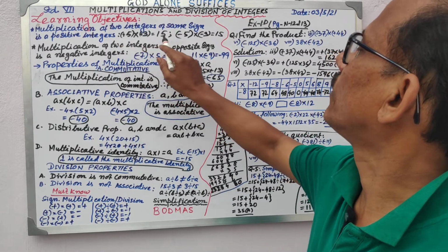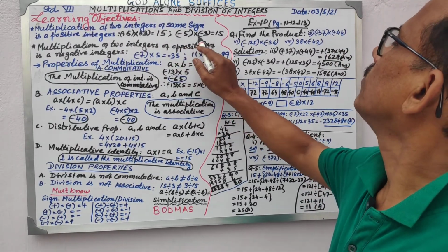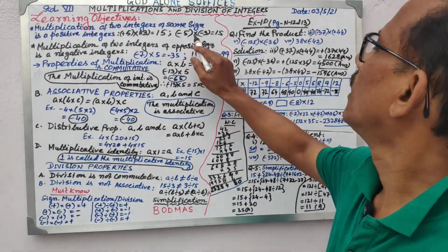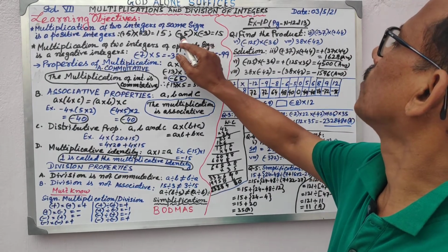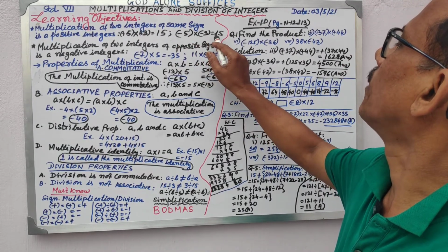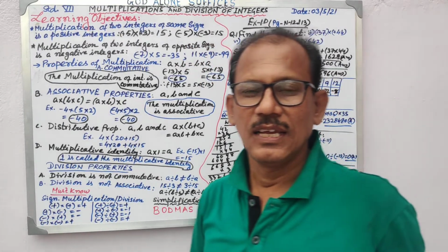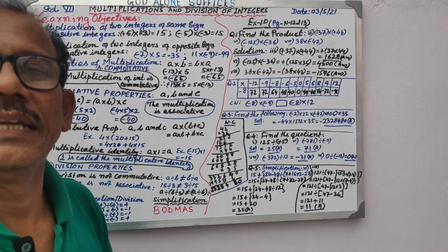5 3s are 15. Similarly, if you take minus 5 multiplied with minus 3. Minus 5 is a negative integer, and minus 3 is also a negative integer, and if you find the product, then minus multiplied by minus will become plus, and 5 3s are 15. So same sign, it will be positive only, but different sign, it will be negative.